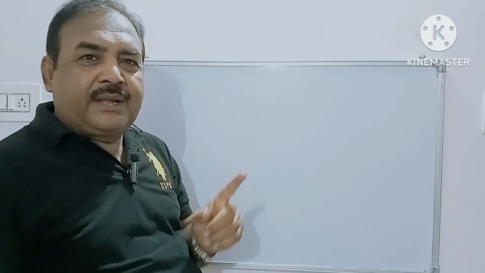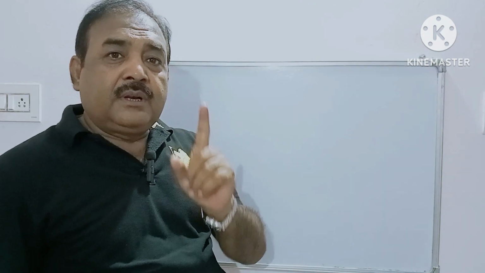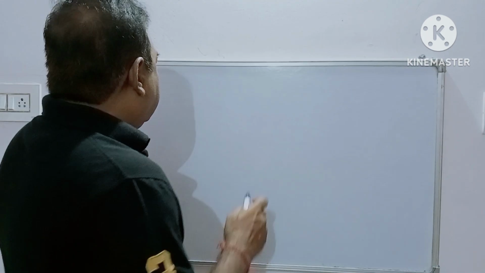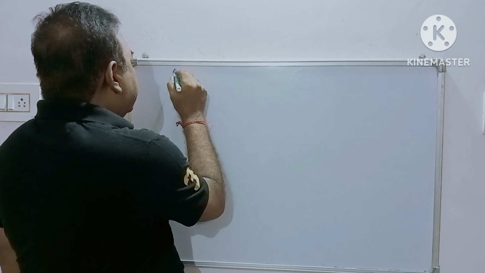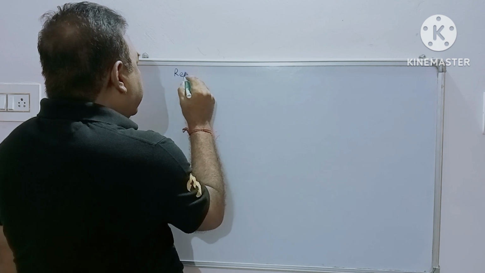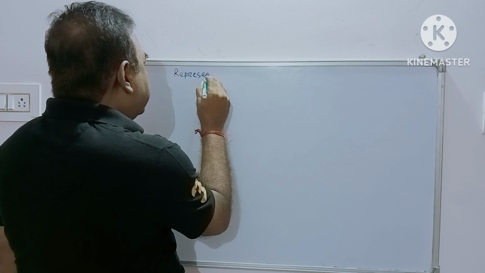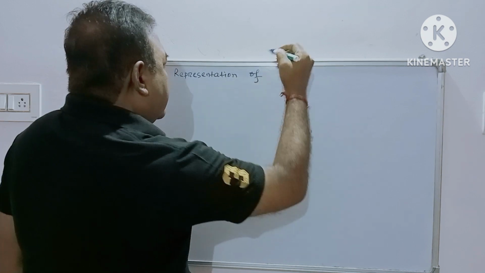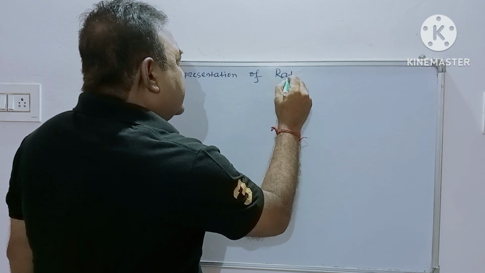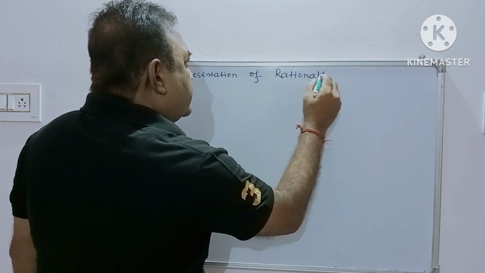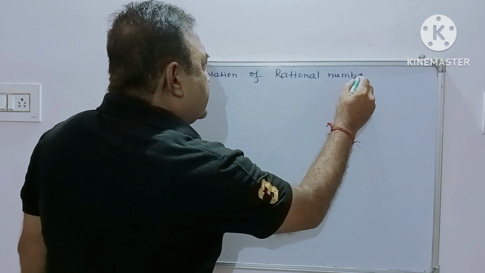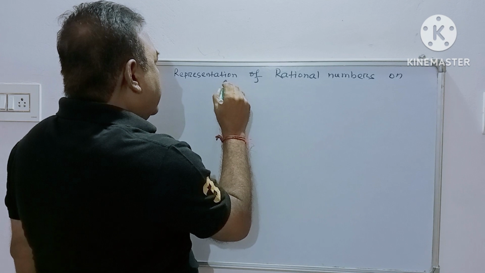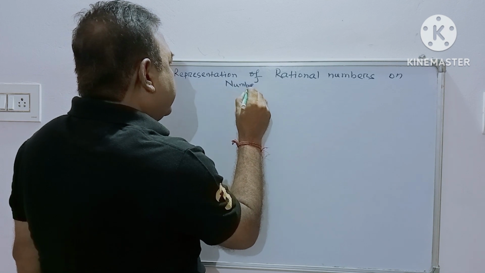Okay? Today we will study the representation of rational numbers on the number line. So I write here: representation of rational numbers on number line.